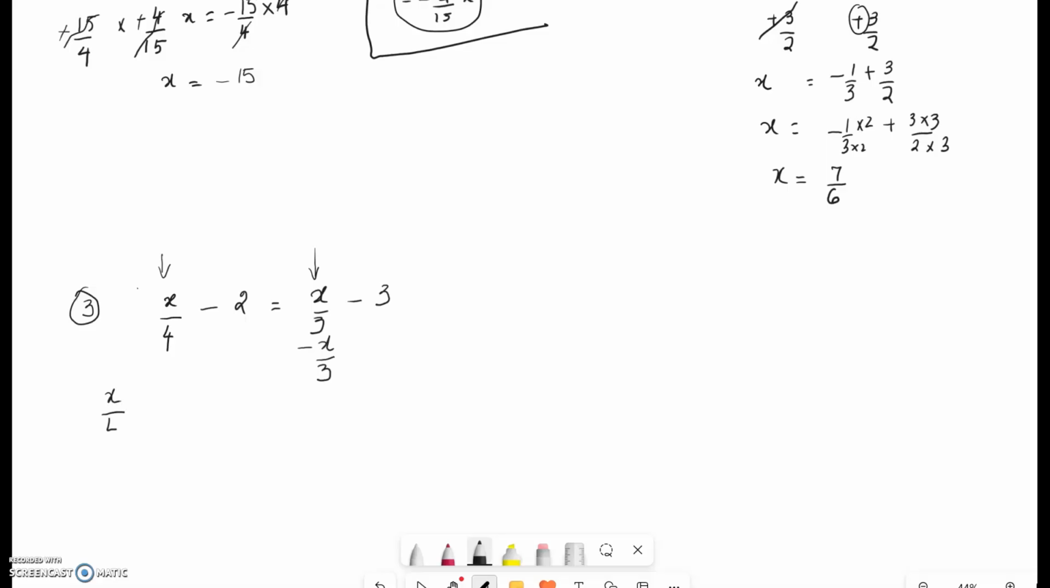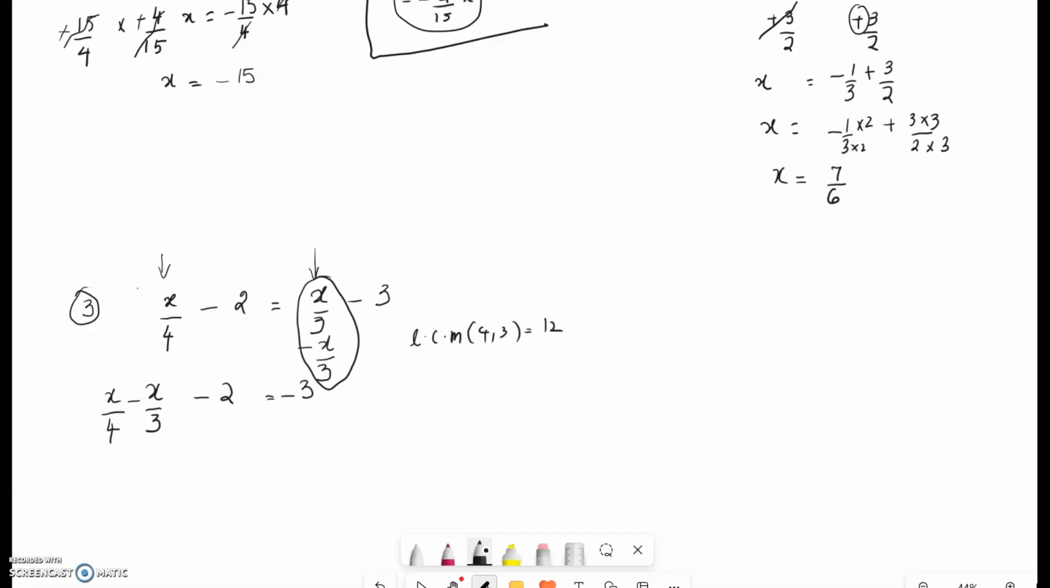So x over 4 minus x over 3 minus 2. These two together become a 0, and that's why we subtracted the x over 3. Now we still need to simplify both sides. The right side is done. There's not much we can do there. Here we take a common denominator, which is the LCM of 4 and 3, and that is 12. Double check how you need to find the LCM.